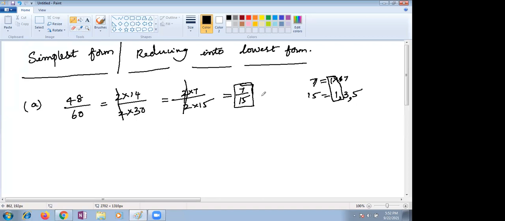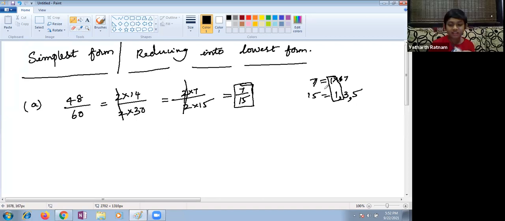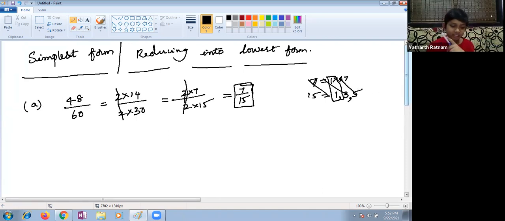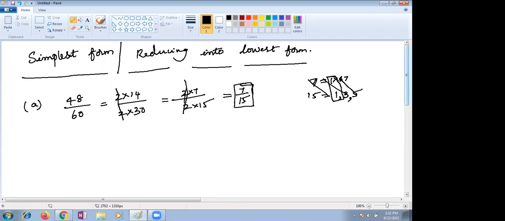Ma'am, we need to reduce until we get 1 as the common factor. Right, that is the only thing. Only common factor should be 1. No other common factor should remain for your lowest form. Then only it is reduced, or else we need to do the steps further. You need to think and do.